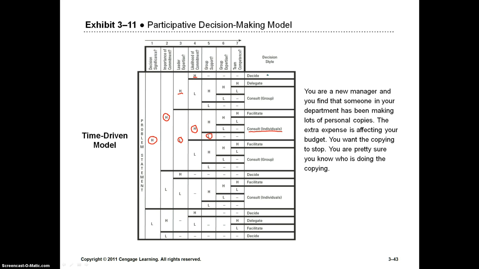This is what I call a self-healing model. If you have a slightly different answer on one of these questions than what the so-called correct answer would be, you in many cases are going to end up at either the exact same style or one that's very, very close to it. And decide is just a little bit more autocratic than consult individuals. The only difference here is that with consult individuals, you are actually telling them what the problem is. With decide, you might ask them for information without telling them what the problem is.